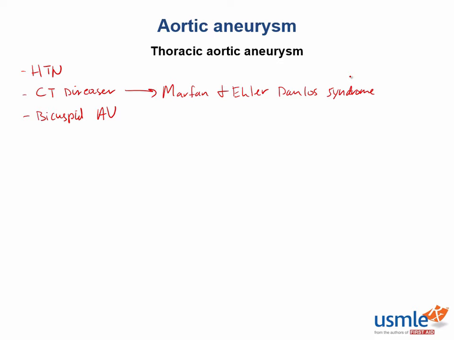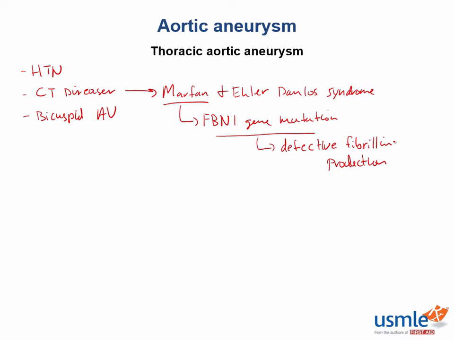And now, can you remember the genetic defect seen in Marfan syndrome? There you go, it's a mutation in the FBN1 gene, and this leads to defective fibrillin production. If you need to review this a little more, you can find a great description of Marfan syndrome in the biochemistry section.